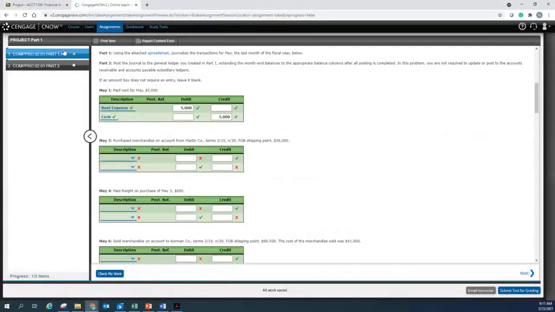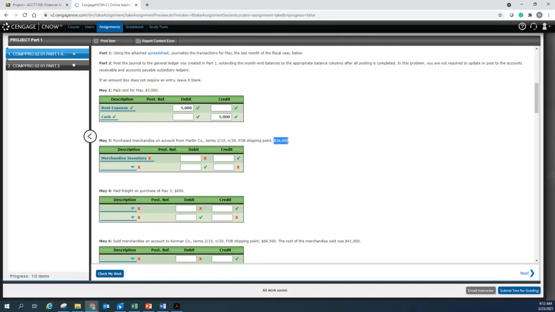Let's go back. This is part 1, there's unlimited, so I used 1 already, but it doesn't matter. May 3rd, purchase merchandise on account from Martin Company. Terms, 2% discount within 10 days, otherwise full amount within 30 days. What is the transaction journal entry for this? What are the 2 accounts? Purchase merchandise. So it's going to be debit to merchandise inventory, the increase of this asset.